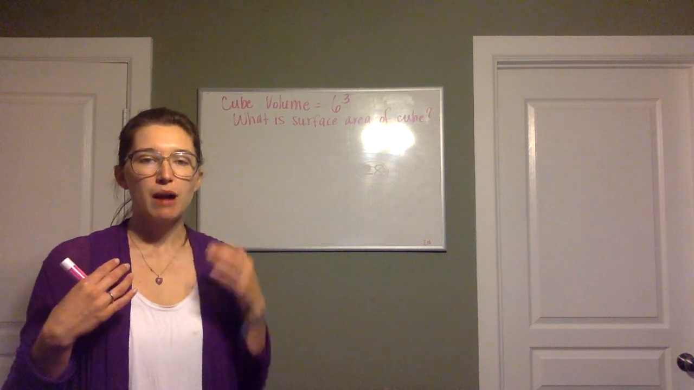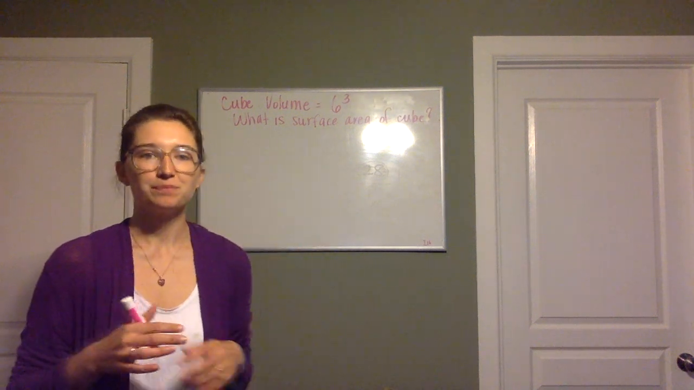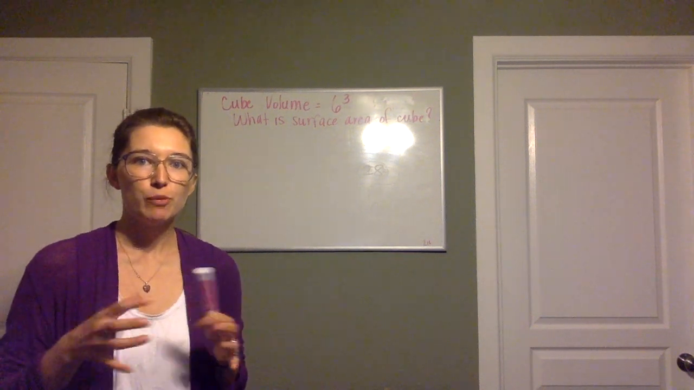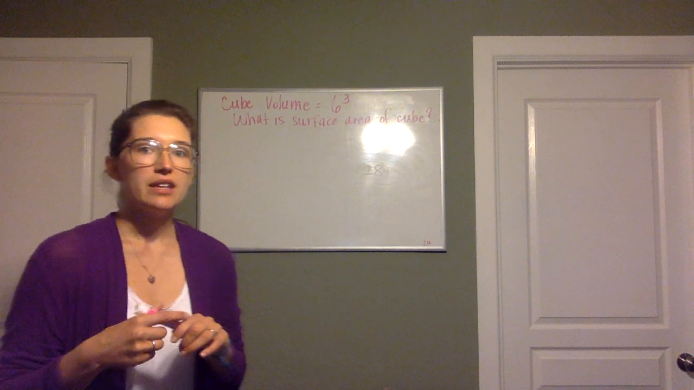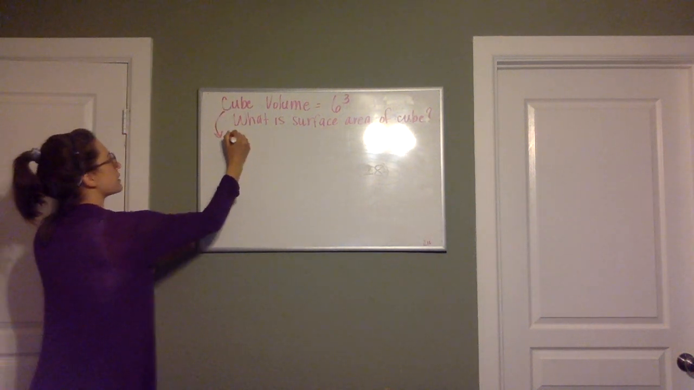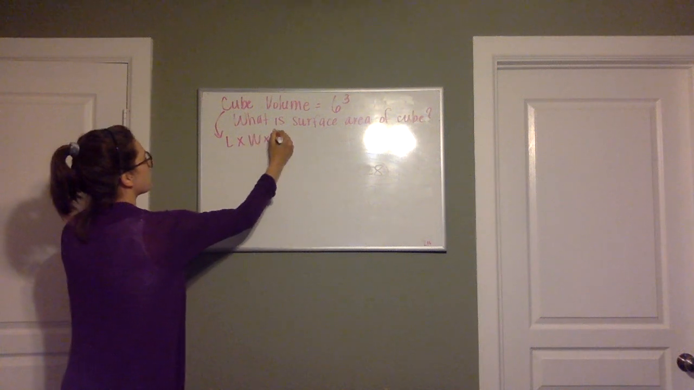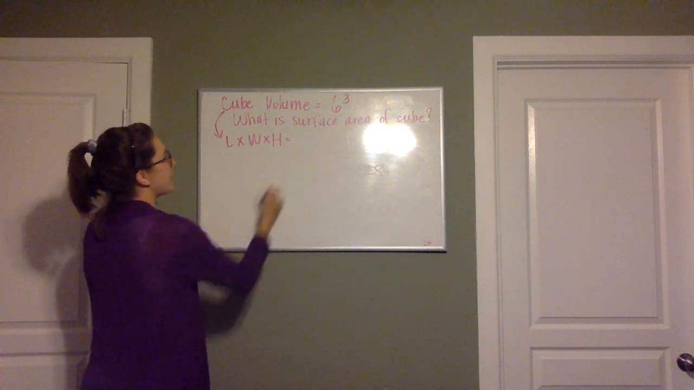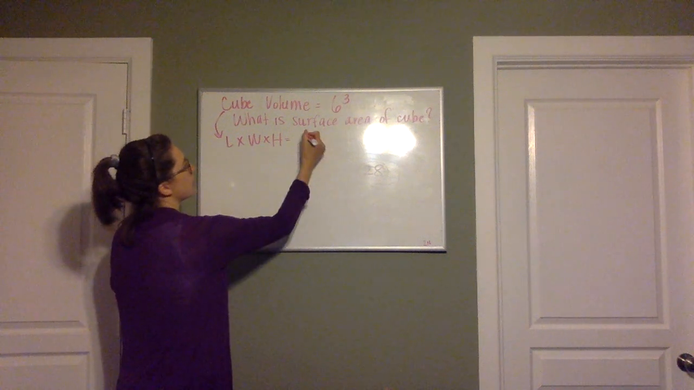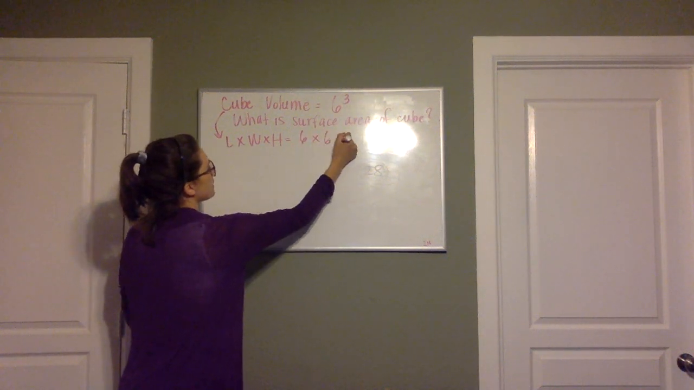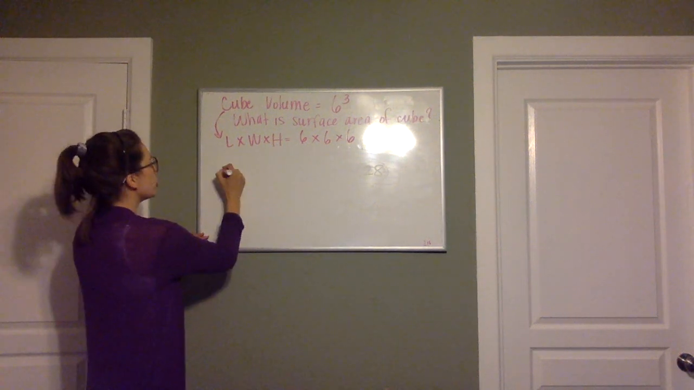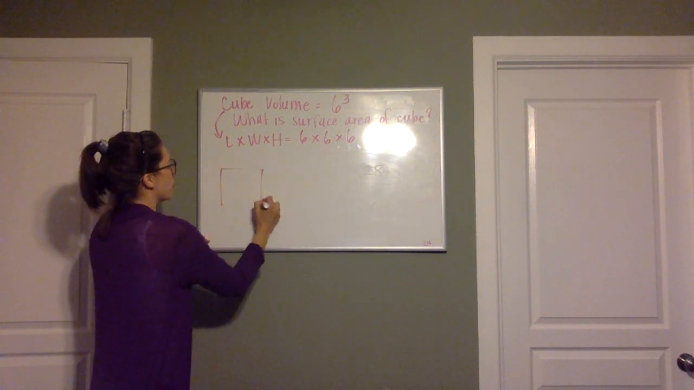So I just want you to problem solve with me for just a second. If I have a cube with a volume of 6 to the power of 3, then I know volume is length times width times height, and that is 6 to the power of 3. Well, I know 6 to the power of 3 is just 6 times 6 times 6. And that makes sense because a cube is just made up of a bunch of squares.